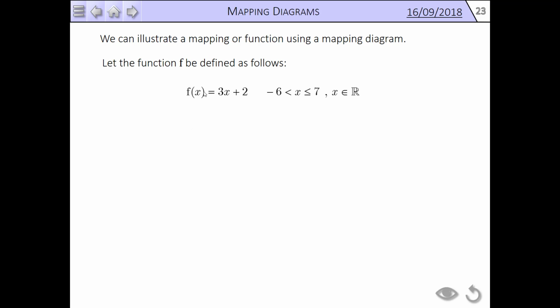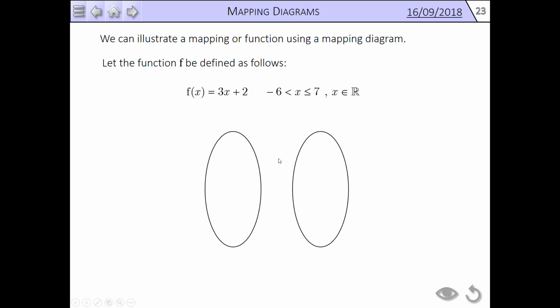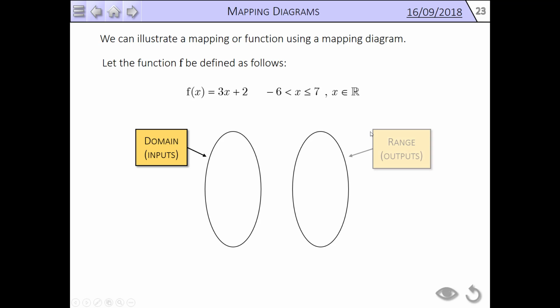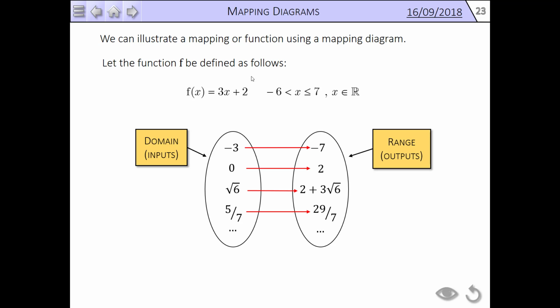If we have our function defined with a rule and a domain, we can express it using something called a mapping diagram. In a mapping diagram, we have two regions. The region on the left represents the input values or the domain, and the region on the right represents the range or the output values. In the example here, we have several input values. We've got negative numbers, 0, surds and fractions all allowed because x just has to be a real number, provided these values are between -6 and 7.